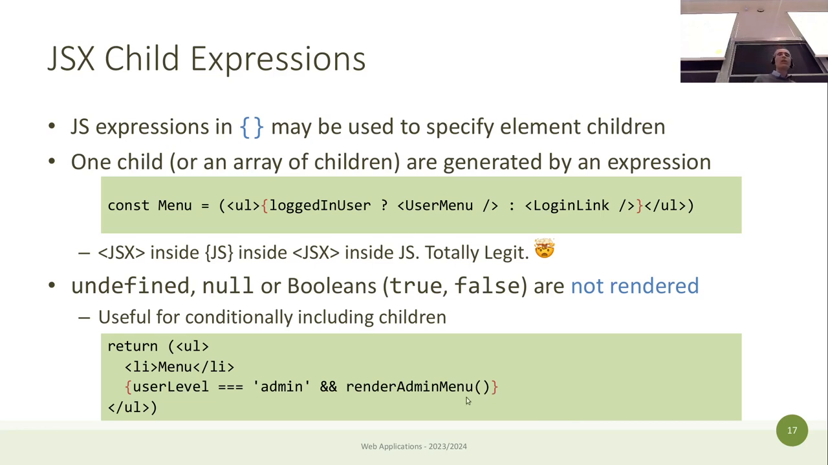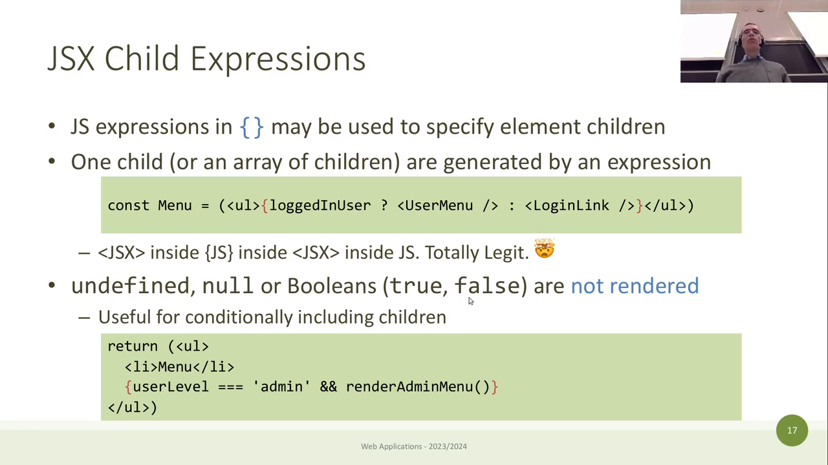In particular, it's useful because that's the way in which typically we express a list of components, like when we are creating lists. We write a JavaScript expression that returns an array, and each element of this array will be a component. Like here, if you return an array by this expression, render admin menu, each element of the array will be taken, and if it's a component, it will be rendered.